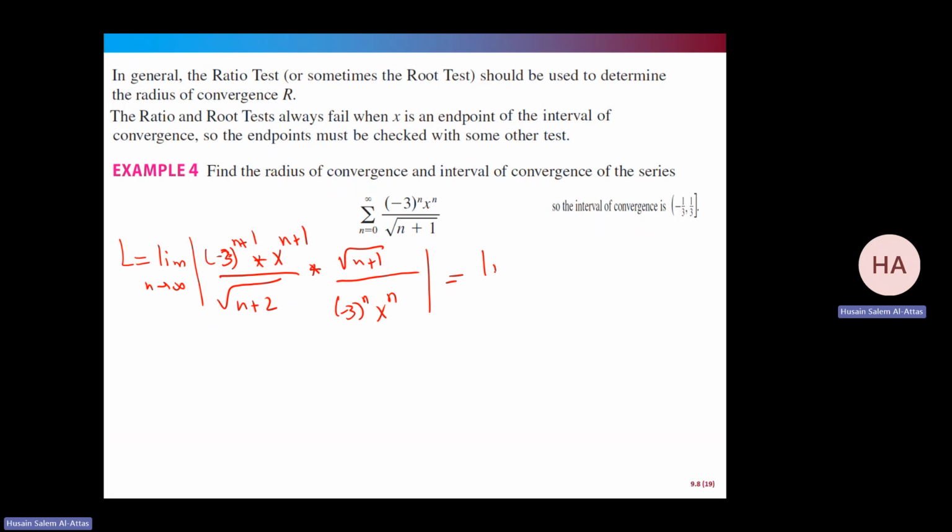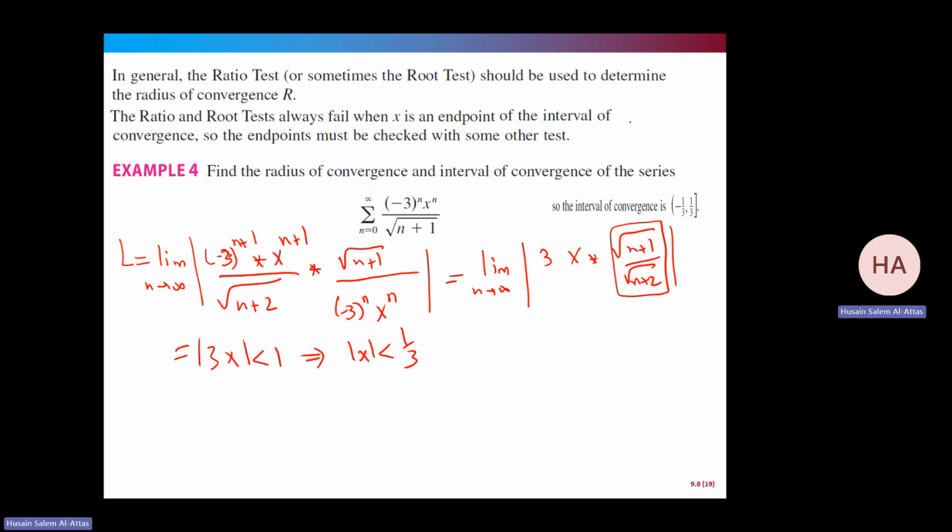Yeah, this limit will be what? Limit as n goes to infinity of minus 3, which is 3, the minus sign will be gone. I have |x| times this. Very clear this limit is 1. So this one will be absolute value of 3x less than 1. So I have absolute value of x less than 1 over 3. So r equals 1 over 3. Okay, so x between minus 1 over 3 and 1 over 3.